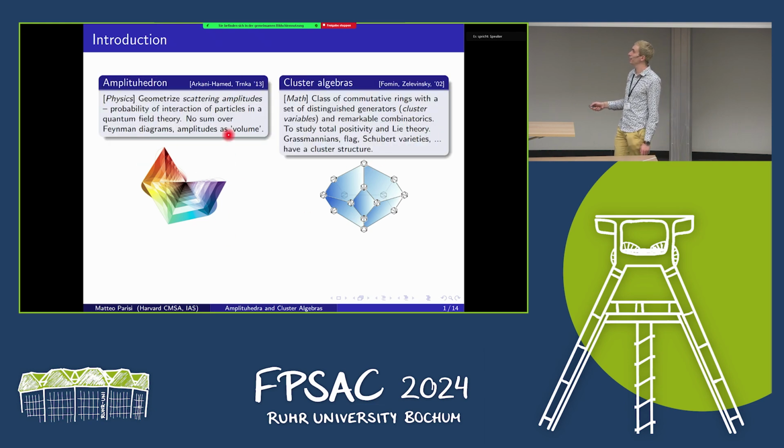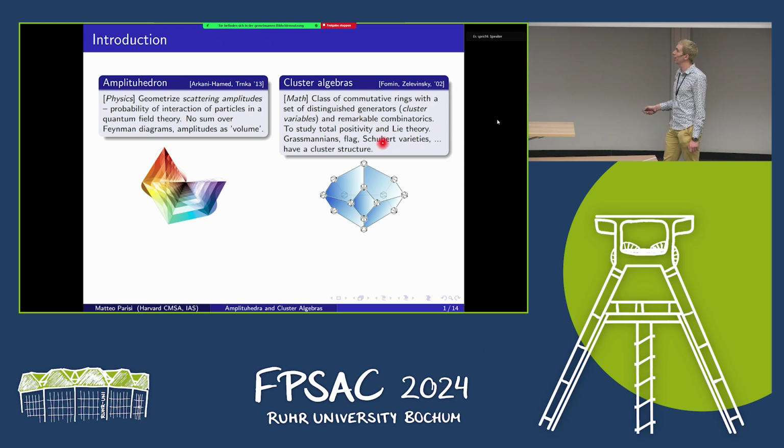On the left-hand side, we have an object called the amplituhedron that was introduced by physicists in 2013. This object geometrizes scattering amplitudes, which are probabilities of interaction of particles in a certain quantum field theory. The amplitudes are computed as volumes of these objects.